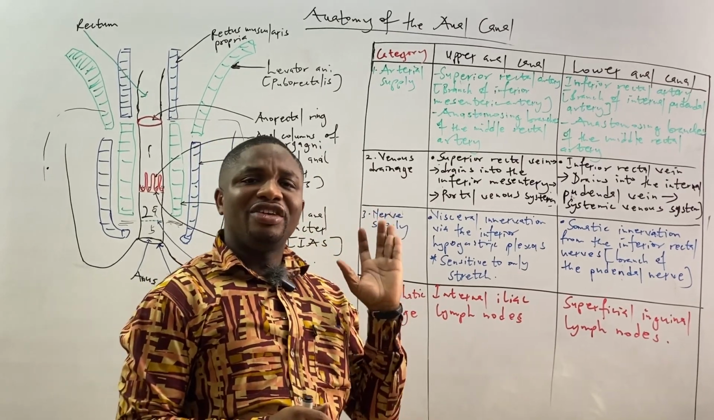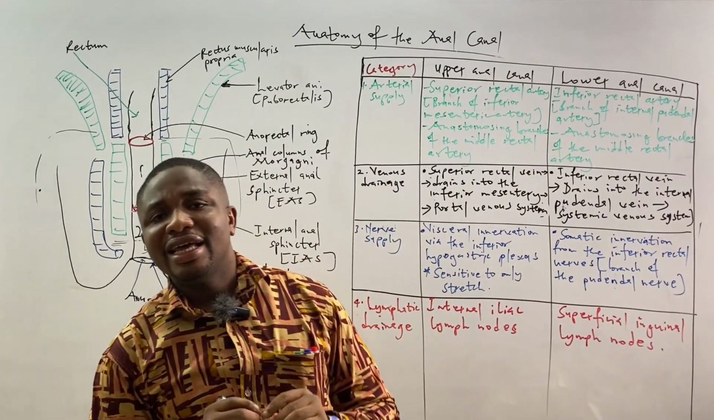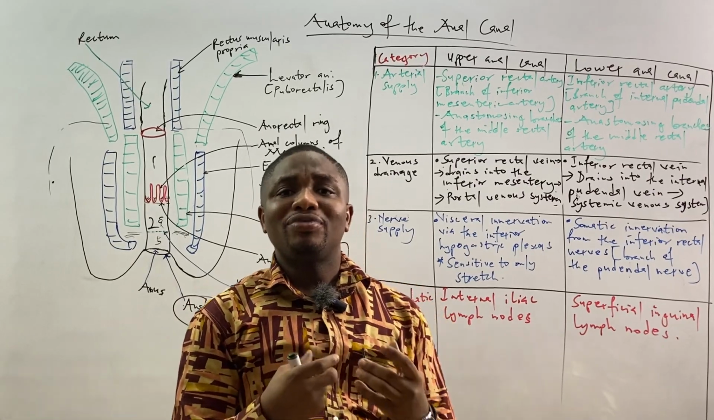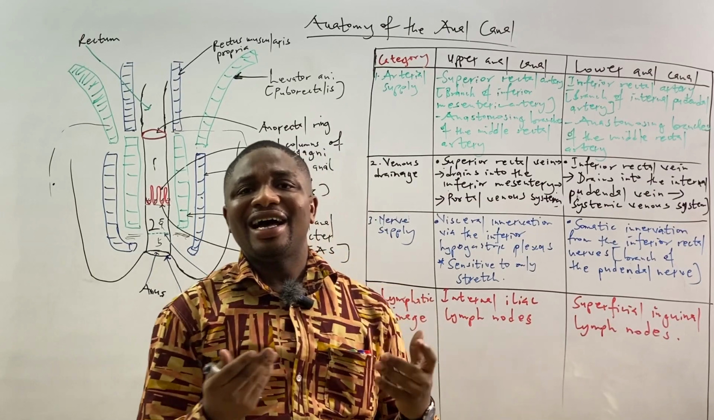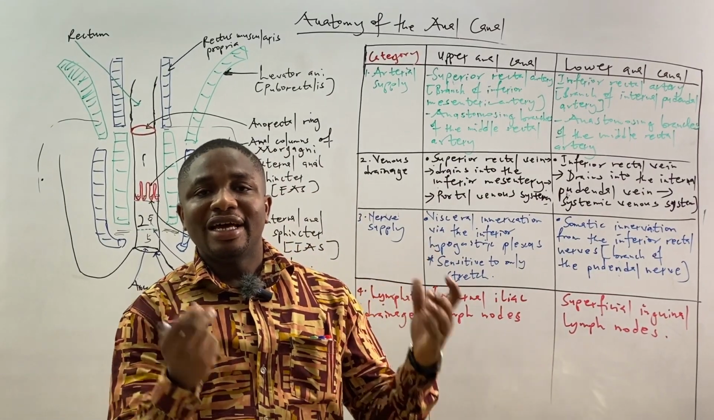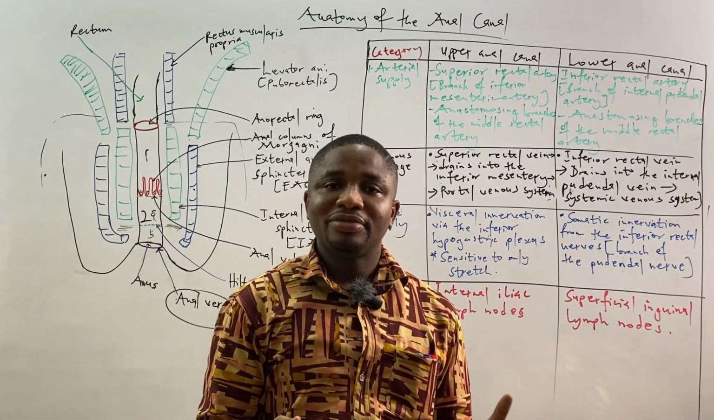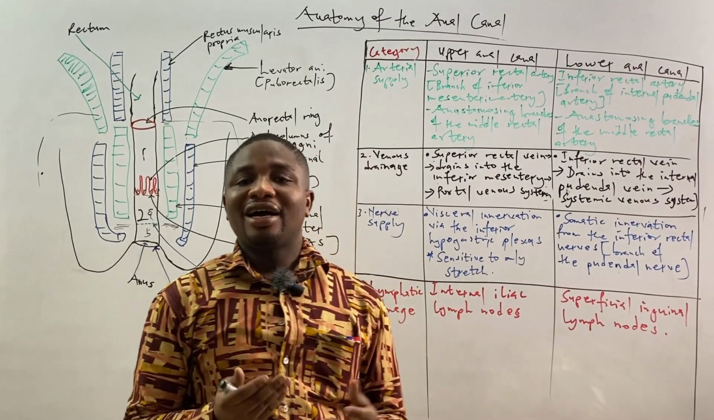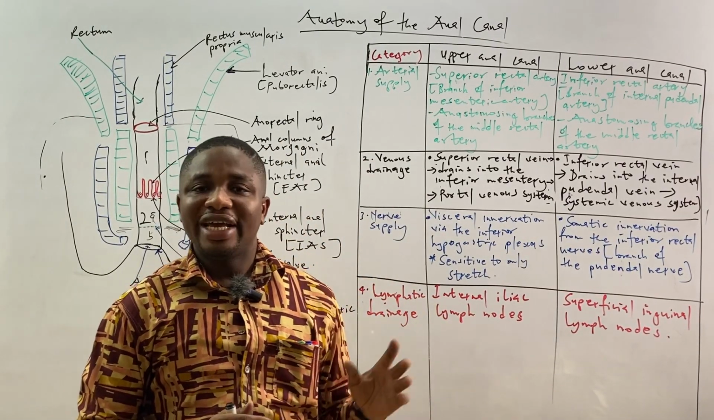Now, if we take the venous drainage of the lower anal canal, it is drained by the inferior rectal vein, which then empties into the internal pudendal vein, which then also empties into the internal iliac vein, making up the systemic venous return, or the systemic venous system. Because at the end of the day, they are going to go into the inferior vena cava. So that makes it for the venous drainage of the anal canal.